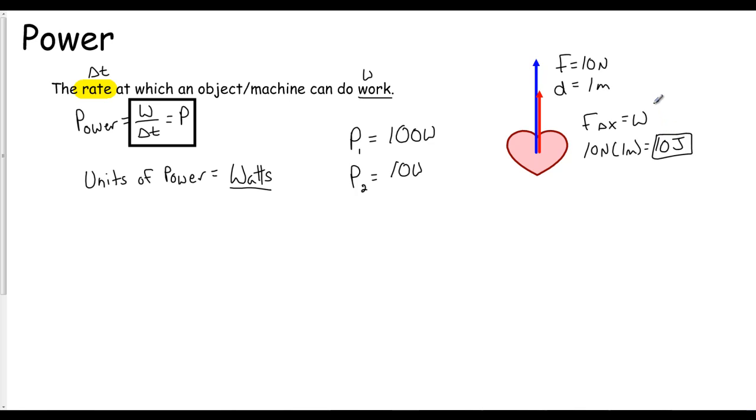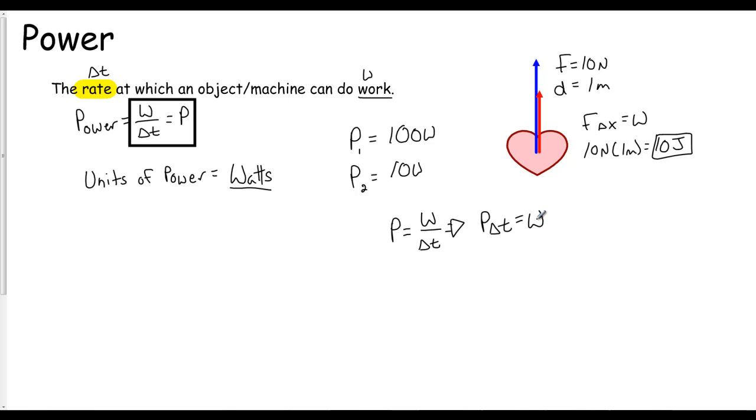So I'm going to lift this heart up in honor of Valentine's Day, and it's going to be 10 joules of work. Now I have one machine with a 100 watt power rating, and another machine with a 10 watt power rating. If I look at this, where power equals work divided by delta t, let's do some rearranging. If I rearrange this, then I have power times delta t equals work.